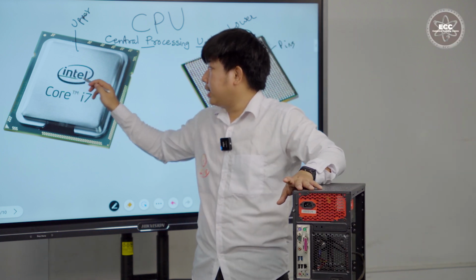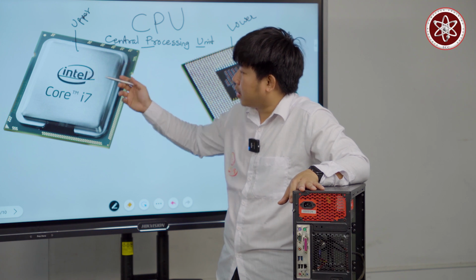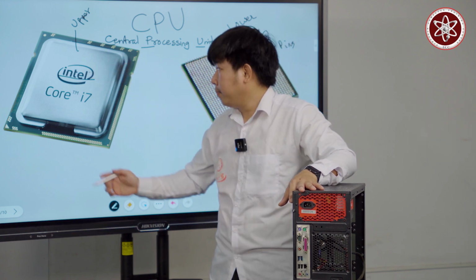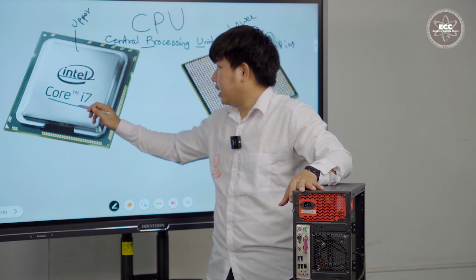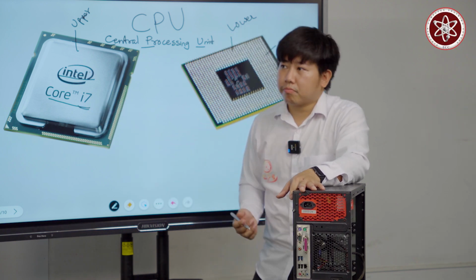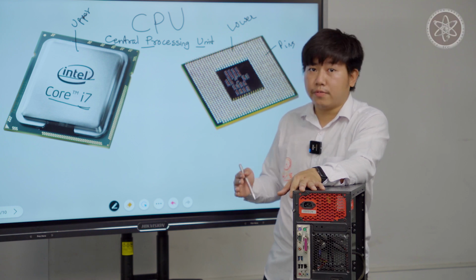You'll see here there's an Intel. That means it is produced by the Intel department of Microsoft company. And Core i7, that's their model name. i7, it's the second highest CPU level.